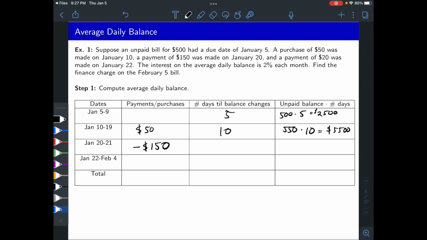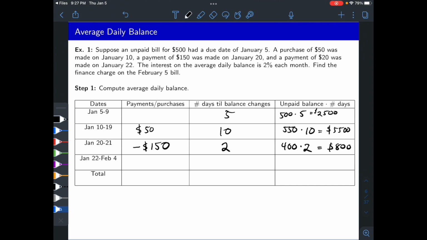The next time something happens is going to be January 22nd. So that's going to be 2 days later. What's the balance going to be for this 2-day period? Well, it starts at 550. We bring it down by 150, takes it down to 400. And then 400 times 2 is just 800.